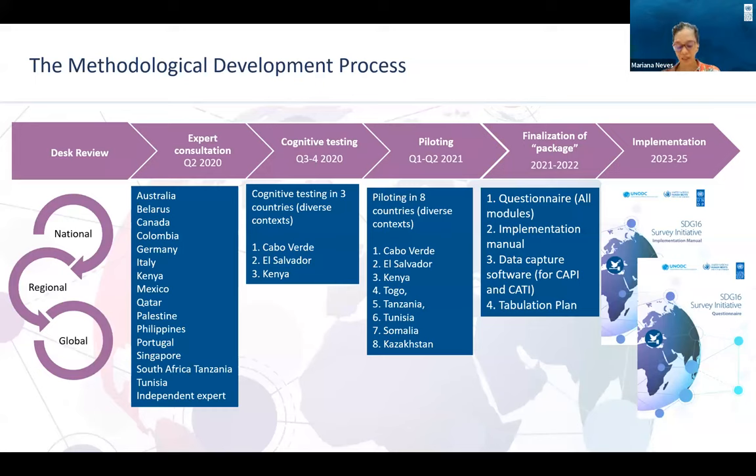Then we went through cognitive testing in three countries, because the first presenter was saying we have to be careful. This was a real concern for us when we were developing the SDG 16 survey, because we don't want the respondents to be re-victimized by the experience.